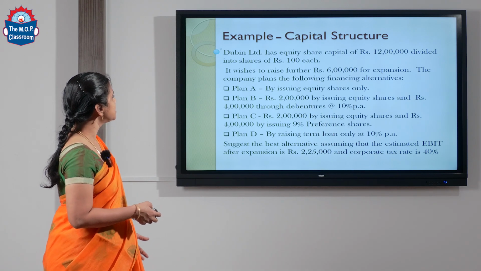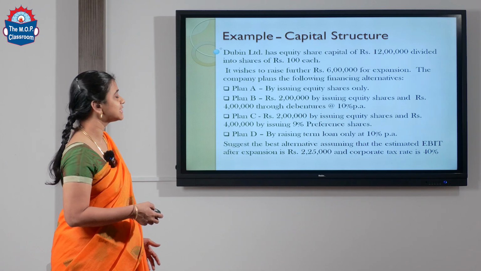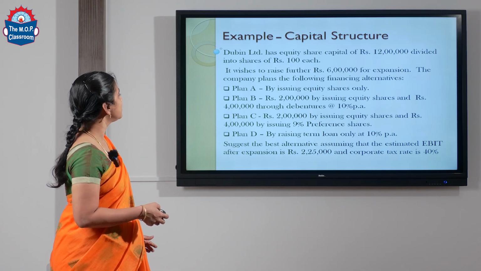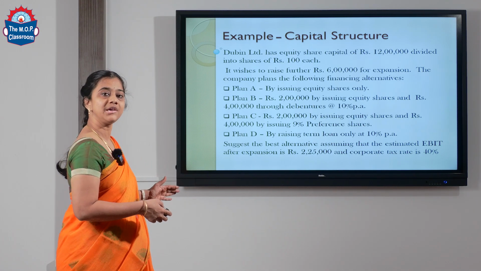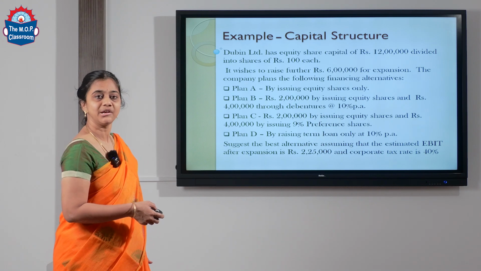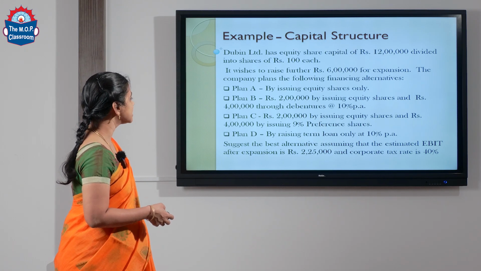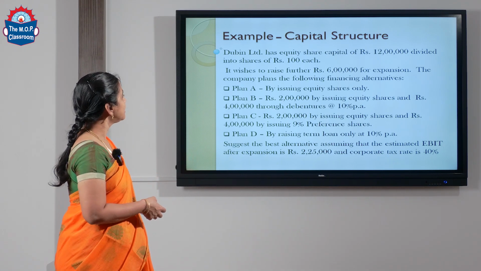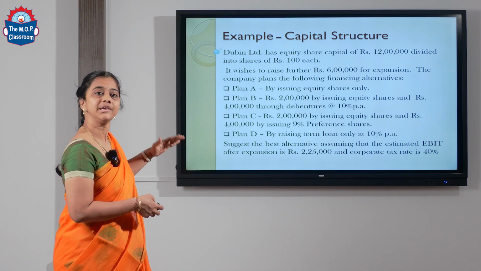The first option is issuing equity shares only. The second is rupees 2 lakhs by equity and rupees 4 lakhs through debentures. So it's partly debt and partly equity. The third option is rupees 2 lakhs by issuing equity shares and 4 lakhs by issuing 9% preference shares. So there is no debt in this option, we just have equity and preference. The last option available is by raising a term loan at 10% per annum interest. Suggest the best alternative assuming that the estimated EBIT after expansion is 2,25,000 and the corporate tax rate is 40%. So let's look at the impact of each of these capital structure options on the EPS.